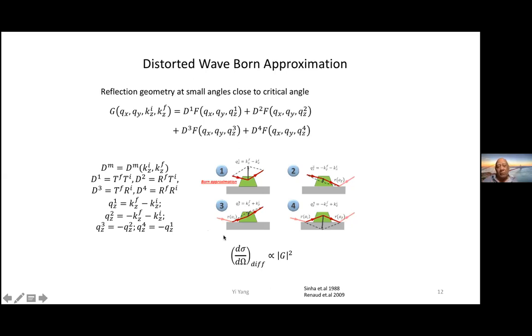And that's why the DWBA becomes important, particularly when you're close to the critical angle. So what you have now is not the Fourier transform of the object, but the sum of 4 Fourier transforms, each involving the same QX and QY, but four different QZs. They are given by these expressions down here: kf minus ki, which is the ordinary Q, the negative of that, and then kf plus ki and the negative of that. So two of them are positive and two of them are negative.